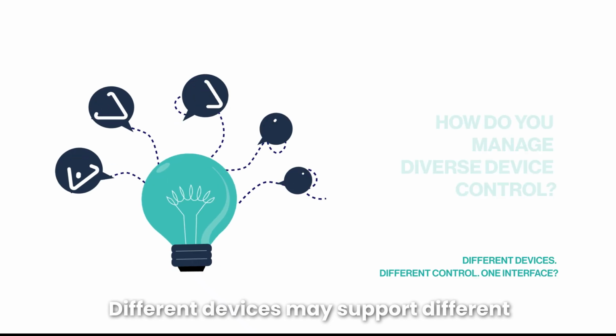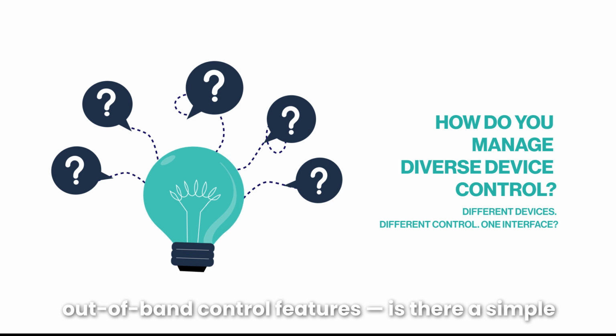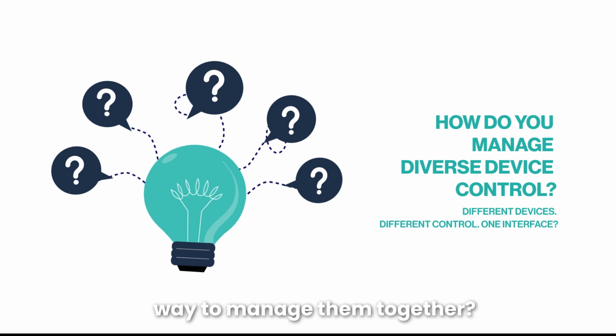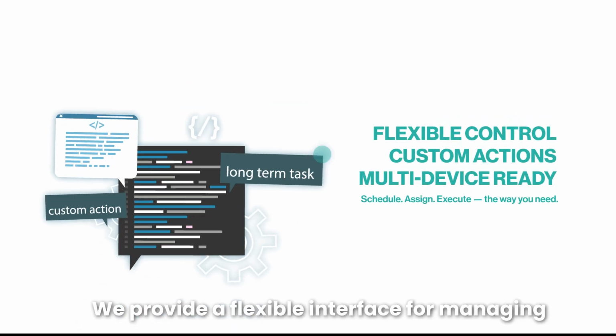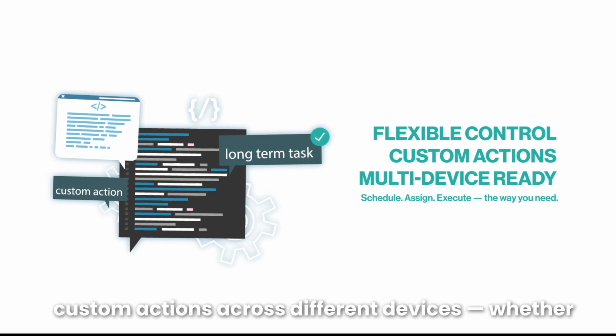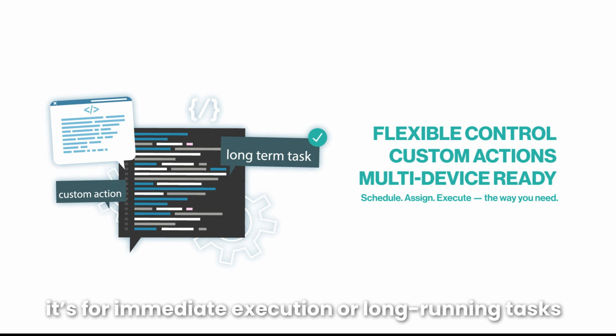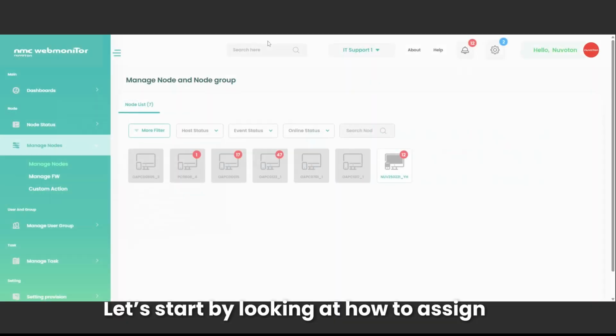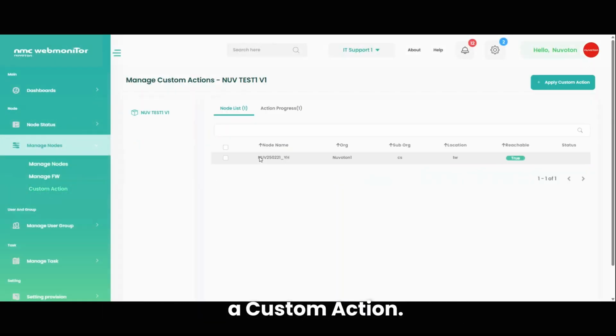Different devices may support different out-of-band control features. Is there a simple way to manage them together? We provide a flexible interface for managing custom actions across different devices, whether it's for immediate execution or long-running tasks. Let's start by looking at how to assign a custom action.